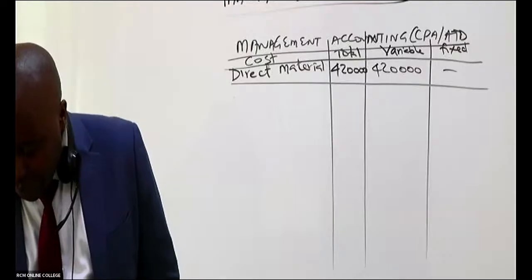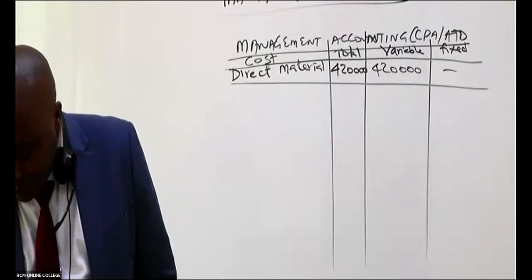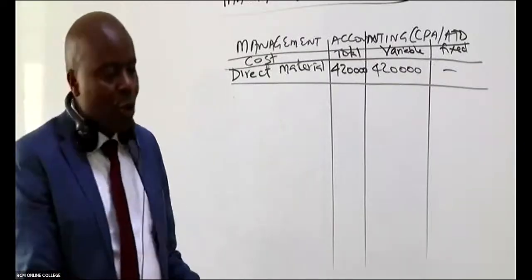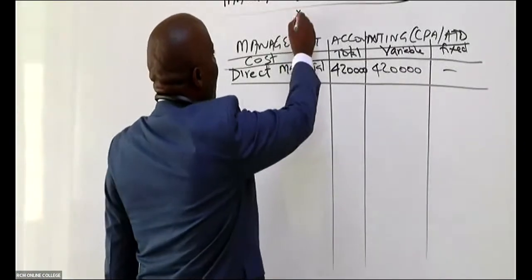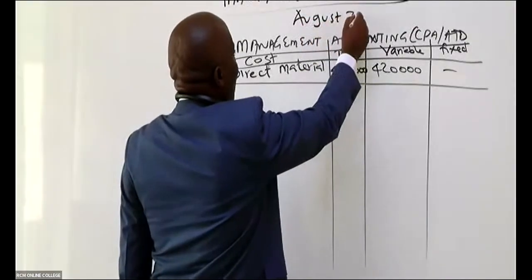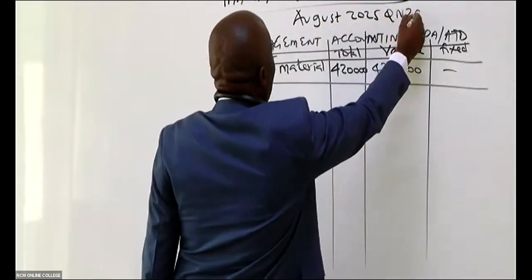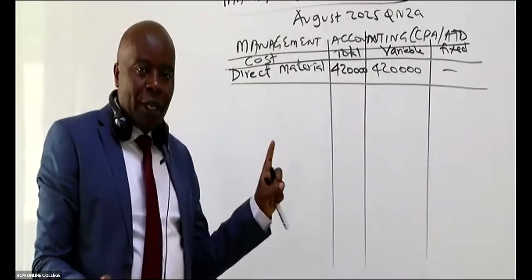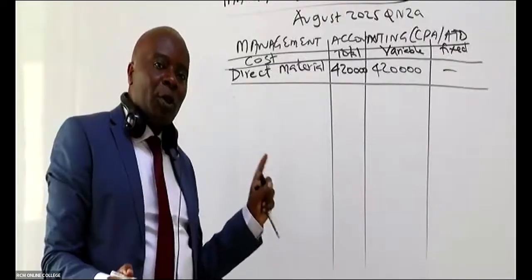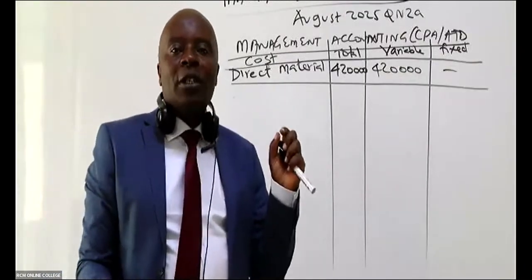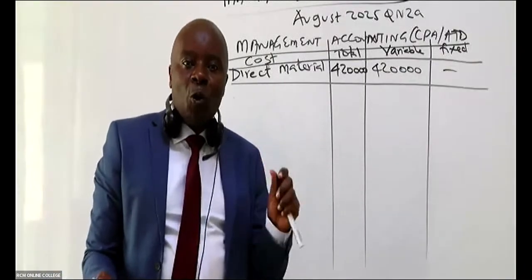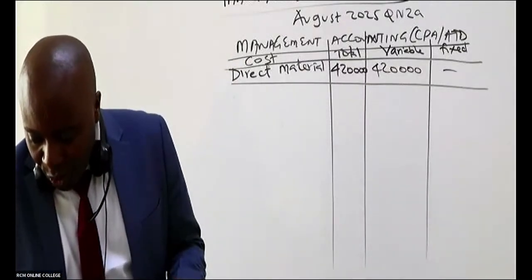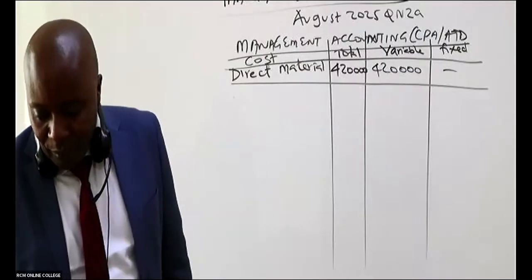Great. So this is August 2025, question 2A. So direct materials is 20,000, and they have told us, of course, nothing more. You can't be given lots of information. It's for you to think and know that direct costs are always variable costs, all of them. Thank you so much, Benson. So we go back to this one here.